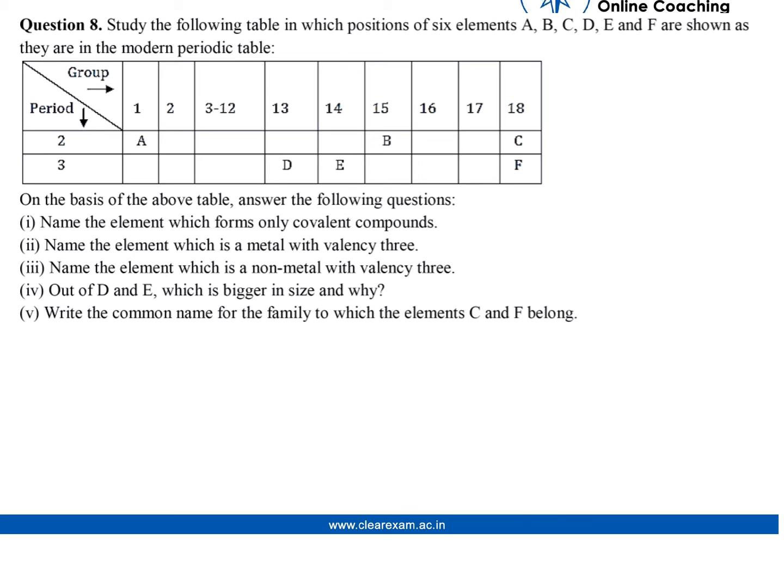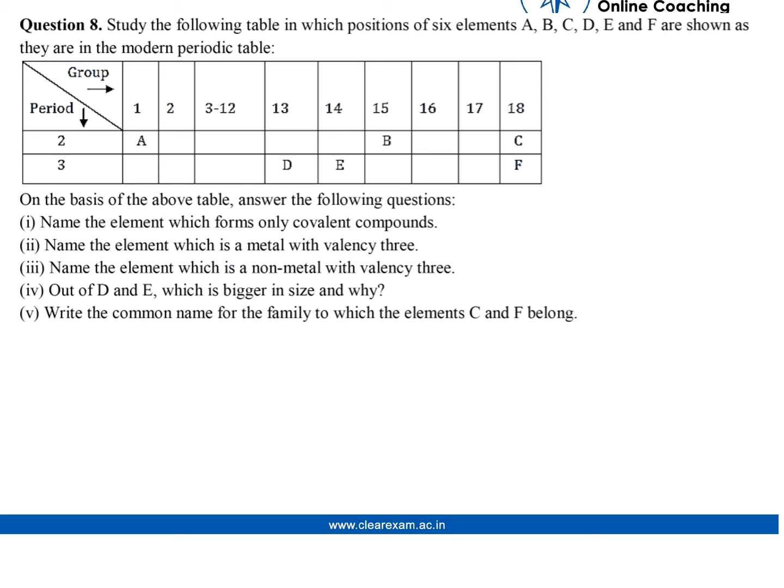And the fourth one is: out of D and E, which is bigger in size, and why? D and E. D will be bigger in size as it has valency 3, and aluminium will be that one.